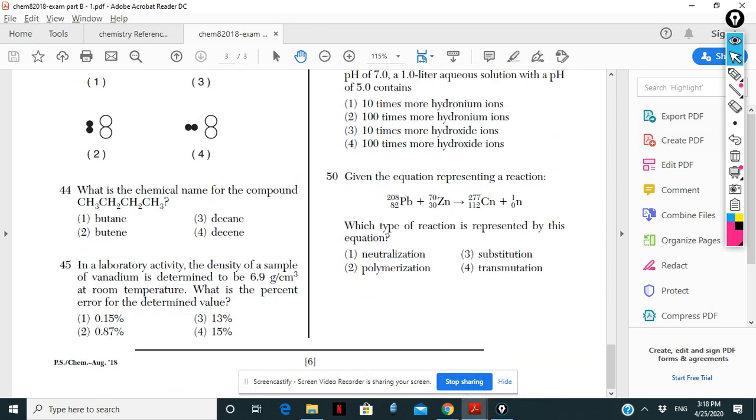Question number 44. What is the chemical name for the compound? So I'm going to count now.